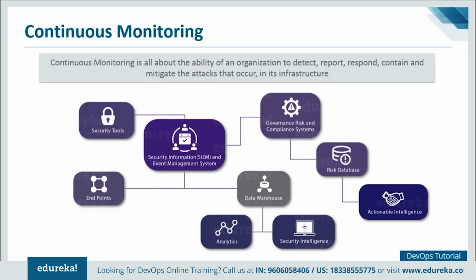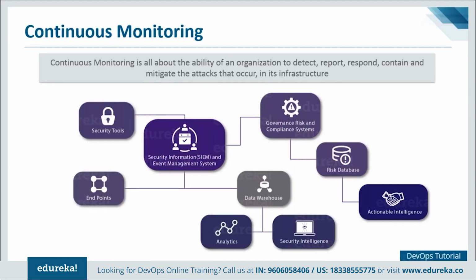So what is continuous monitoring? It is all about the ability of an organization to detect, report, respond, contain, and mitigate the attacks that occur on its infrastructure or on the software. So basically, we have to monitor the events on an ongoing basis and determine what level of risk we are experiencing.